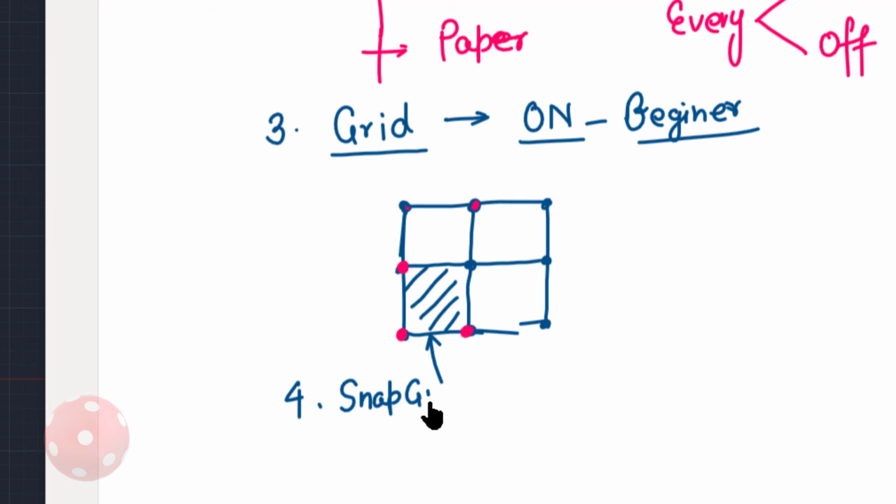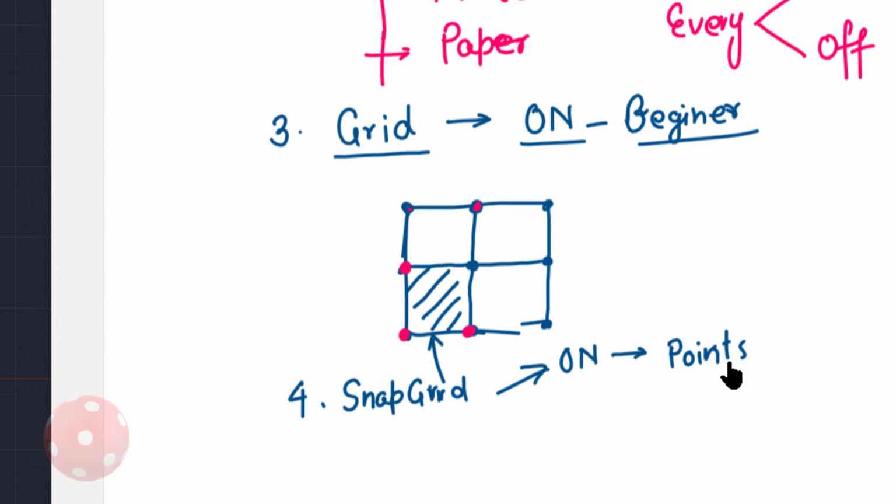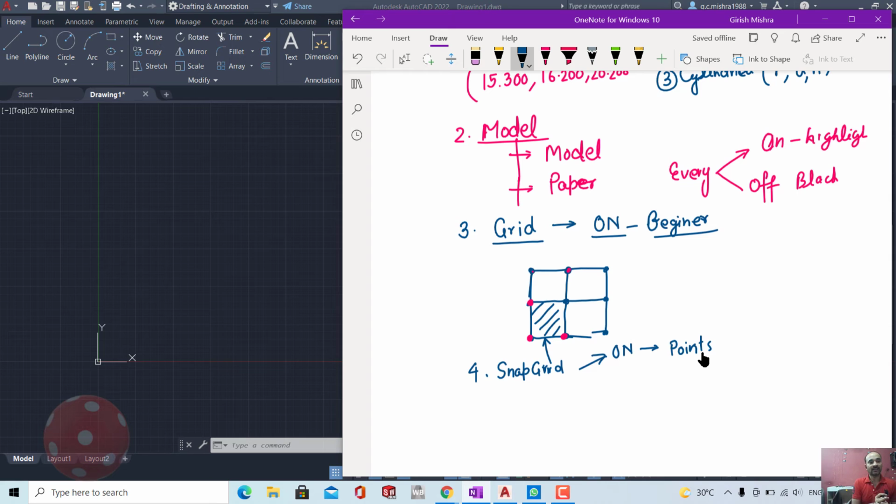If snap grid is on, you can move on corner points only. During my teaching process, students sometimes say, "Sir, my cursor is jumping." Cursor is jumping means it is switching, going from this point to this point. It means they have turned on the grid snap.